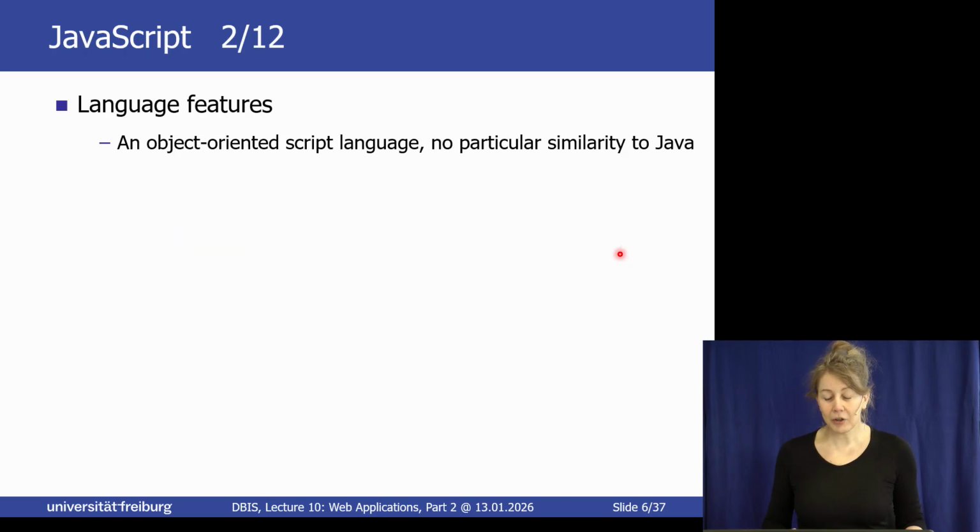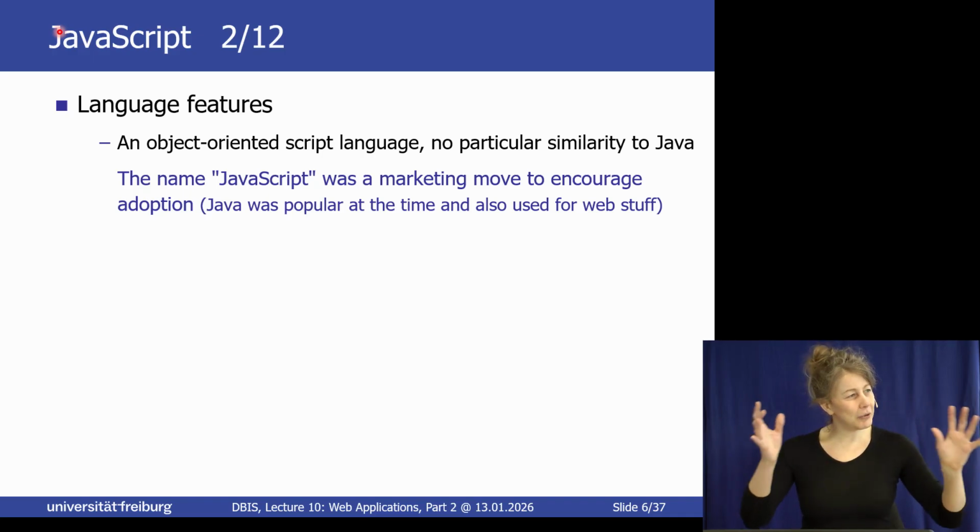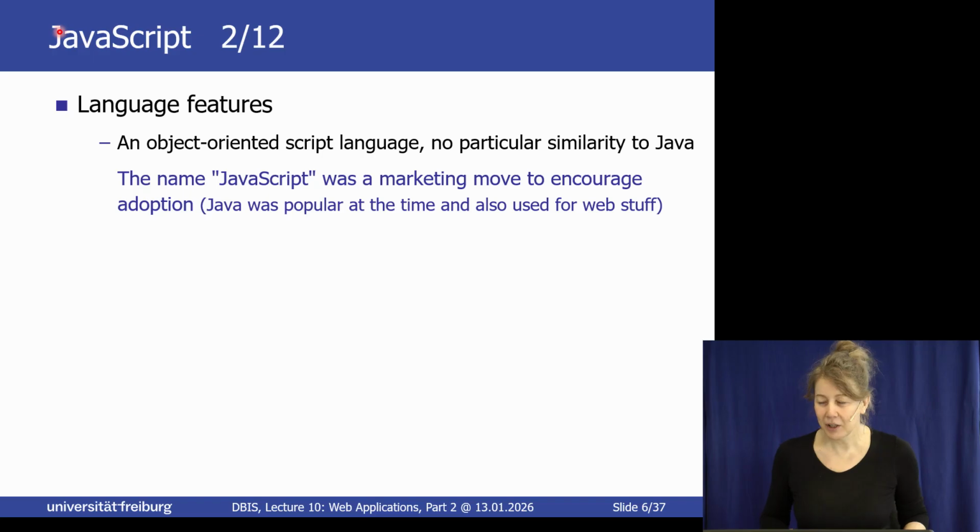So it's object-oriented, like most languages nowadays. It's called JavaScript, but it has basically nothing to do with Java, except the name. It was a marketing move because Java was popular at the time, so let's also call it Java something.